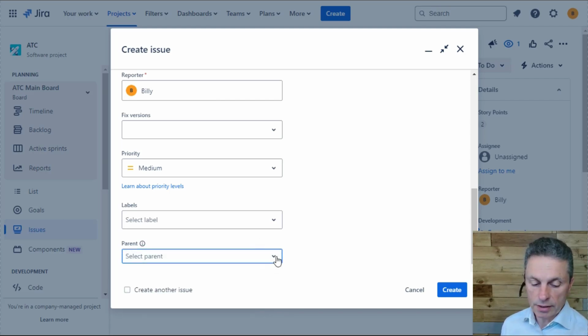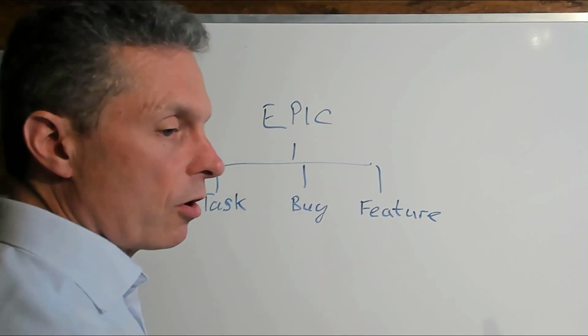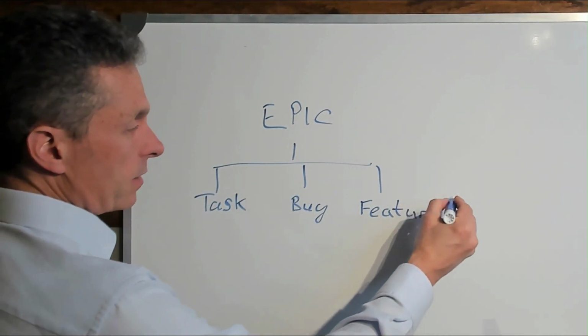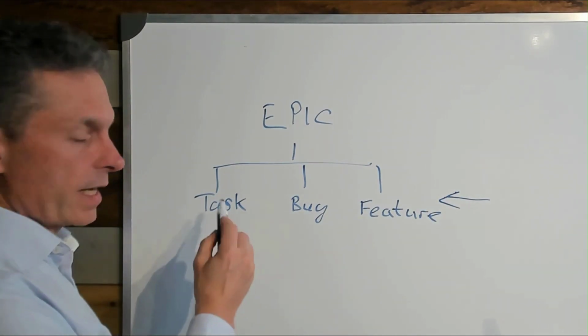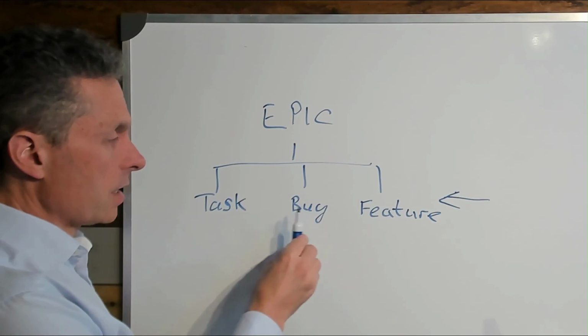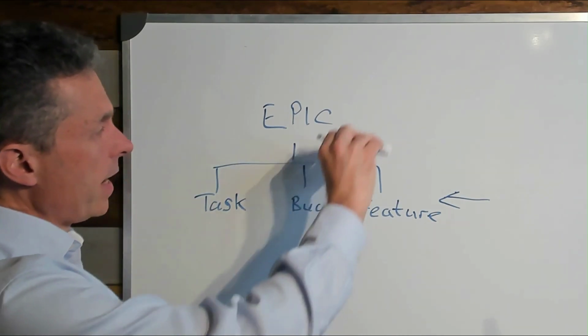So in Jira, we have this concept of a hierarchy of issue types. I've already spoken about the standard issue types, which represent the main units of work we're going to be carrying out. So that could be something like a task, bug, or a feature, but we can have parents above this.